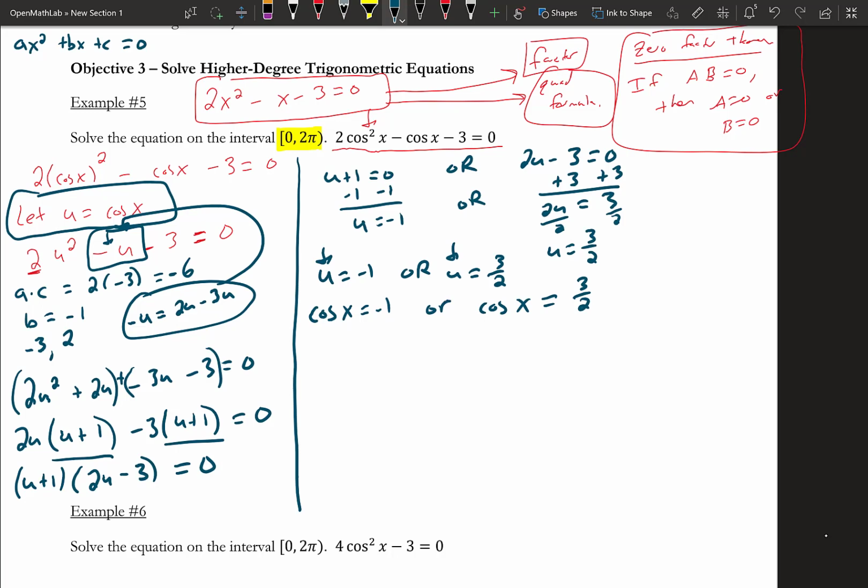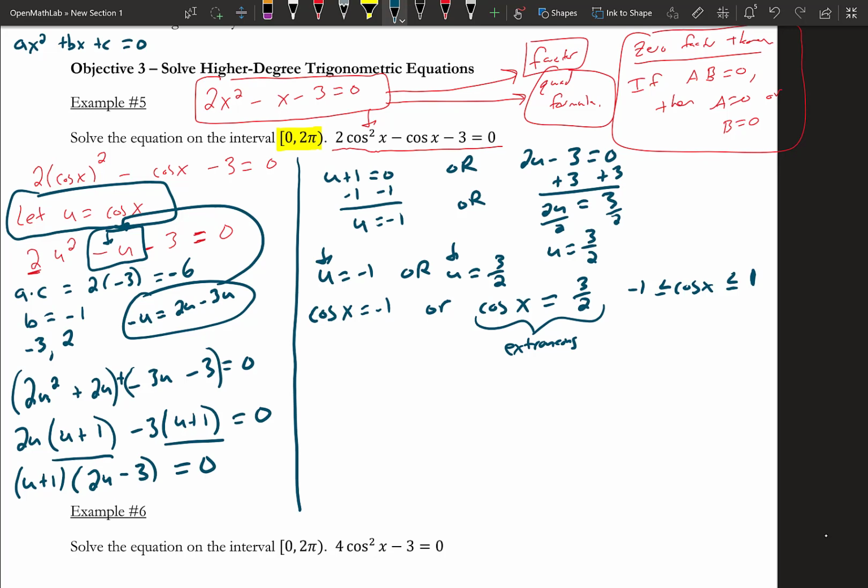But notice that if you remember, cosine of x is going to be in between -1 and 1, right? That's the range for cosine. So 3/2 is bigger than 1. It's not in this range. So this is going to have no solutions, right? This is what we call extraneous. They're extra. They don't work.